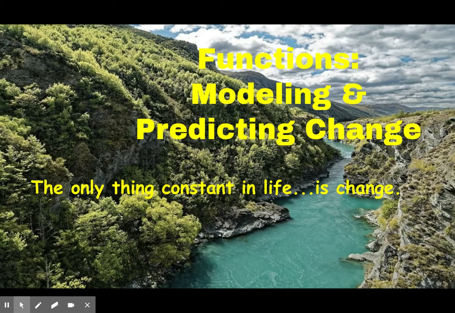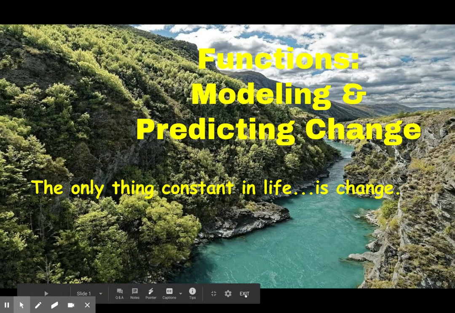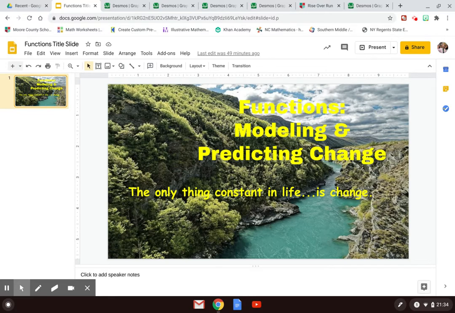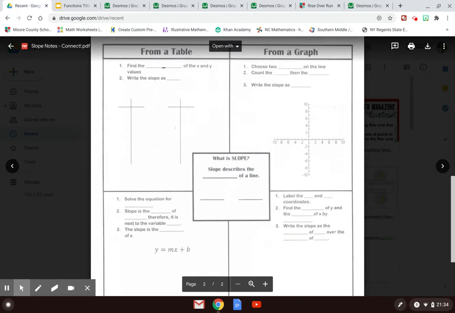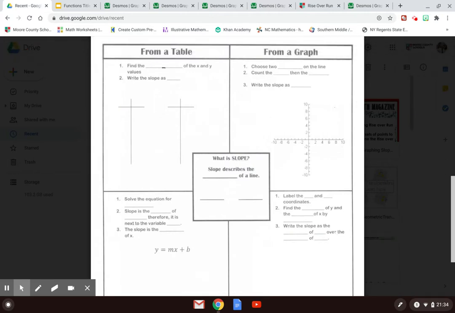And this is continuing in our study about functions, modeling, and predicting change, because the only thing constant in life is change. So, yesterday we started off with learning about slope, and we learned about how we can read slope from a table, and we can also read slope in an equation. And when we talk about the word slope, we are talking about the steepness of a line. Okay?